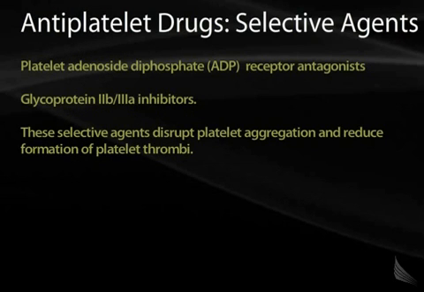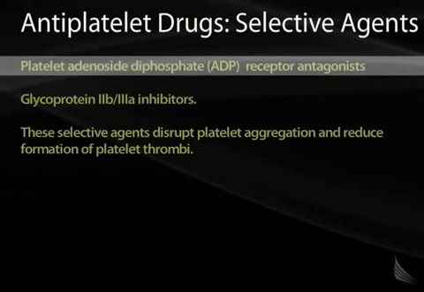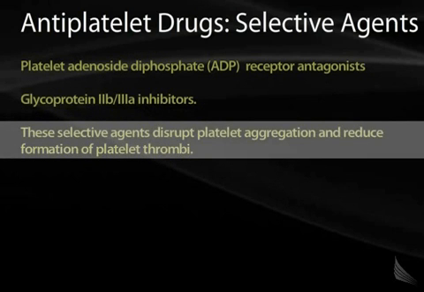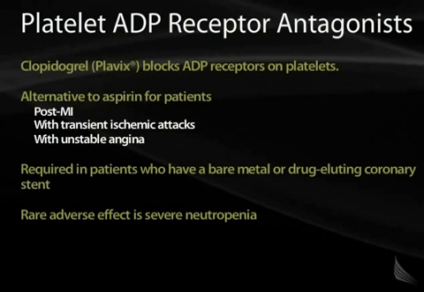There are other types of antiplatelet drugs that are selective for the platelet, and these include the ADP receptor antagonists and the glycoprotein 2B3A inhibitors. These agents will disrupt platelet aggregation and reduce formation of platelet thrombi. The most important platelet selective agent is Plavix, or clopidogrel.